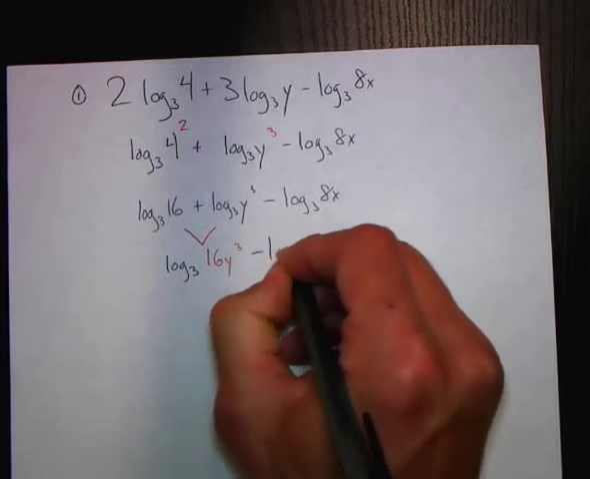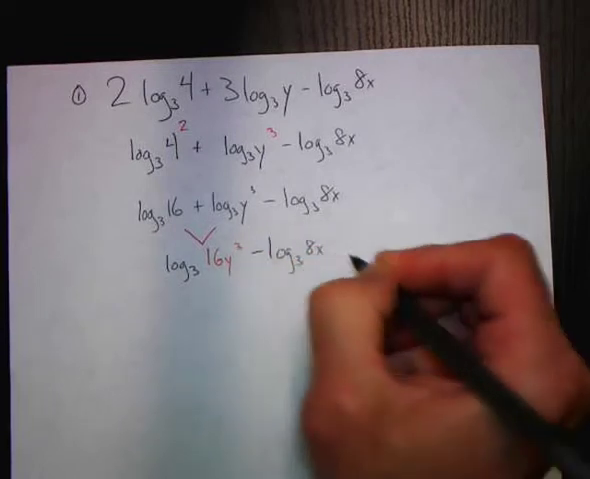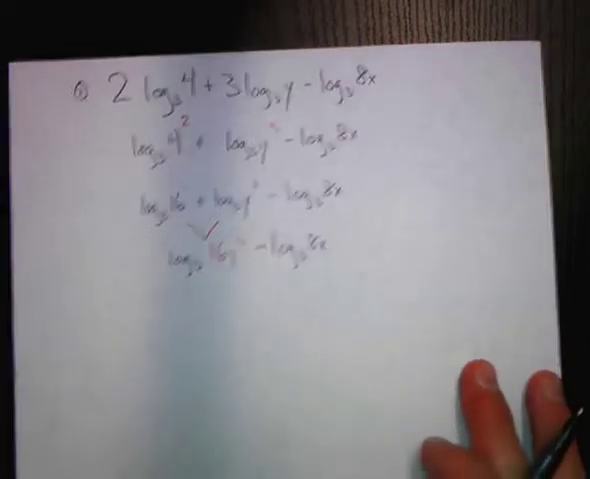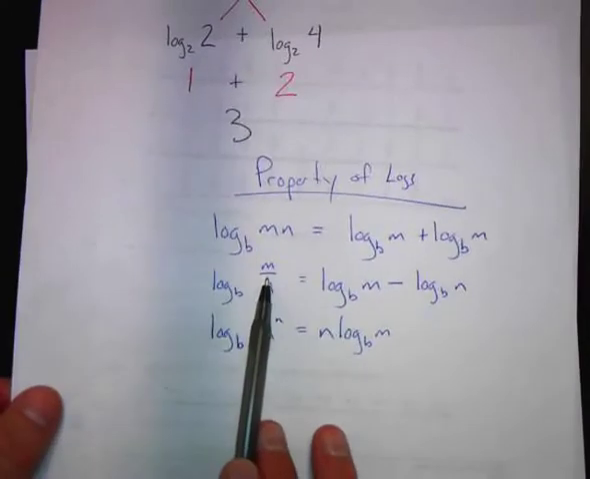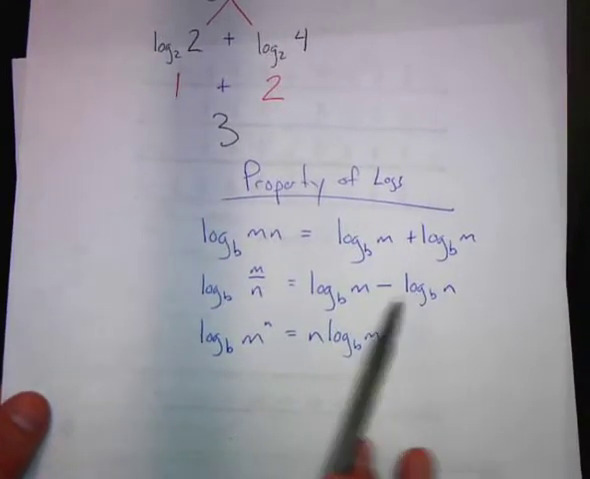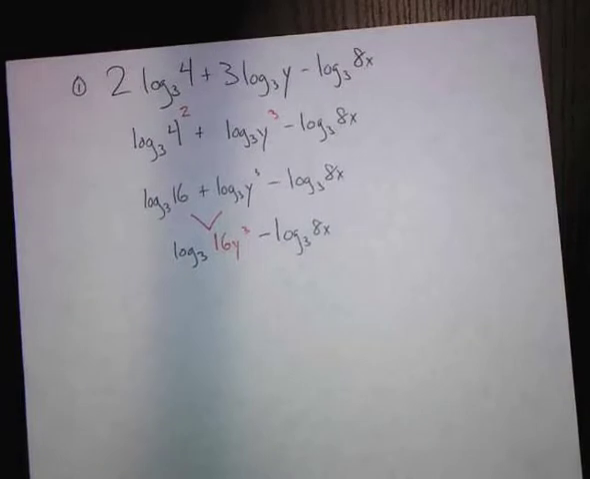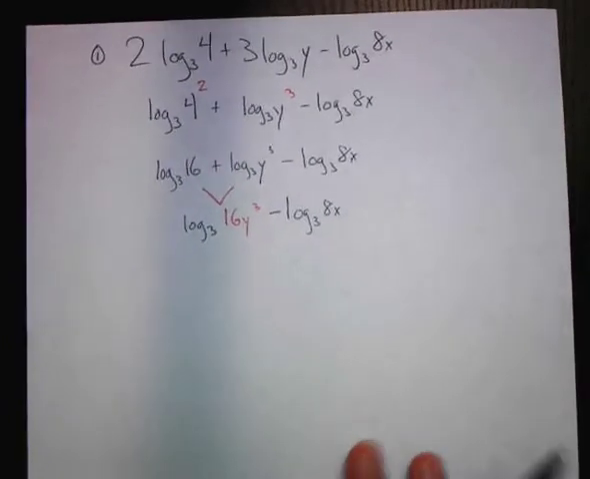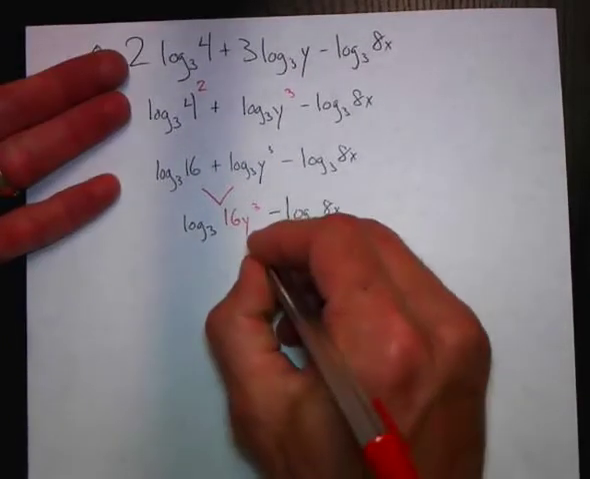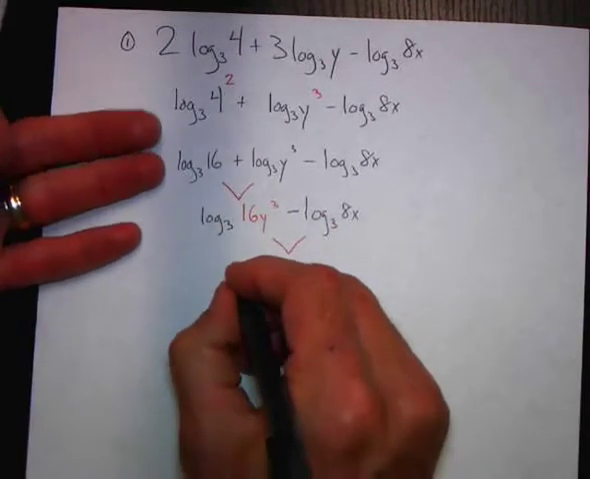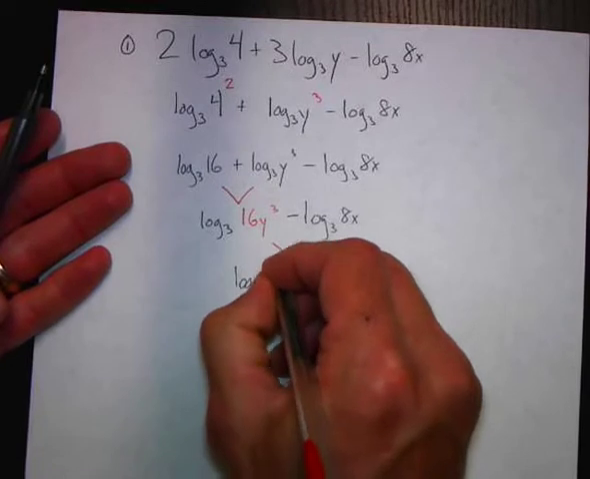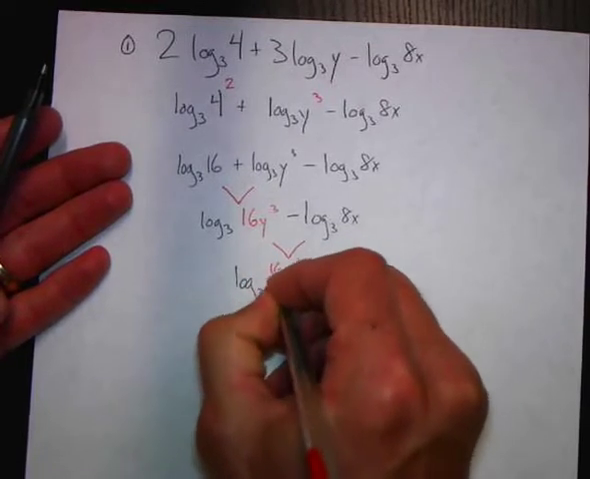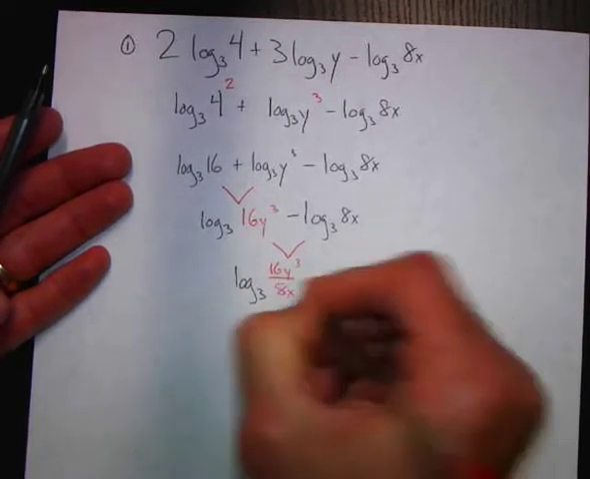And then we have what we didn't touch. And then lastly, we can use the other property. Remember that if we have a quotient, we can write it as a subtraction, or if we have a subtraction, we can write it as a quotient, and that's what we can do. So notice we have the same base, and we can keep log base 3. But now we can write this as a quotient. So 16y to the third power divided by 8x.